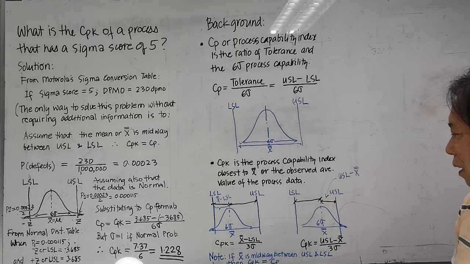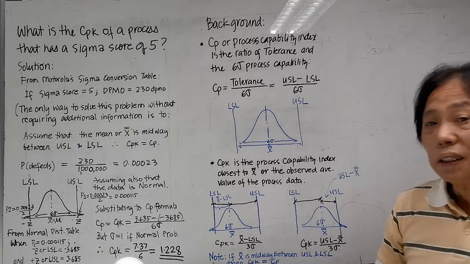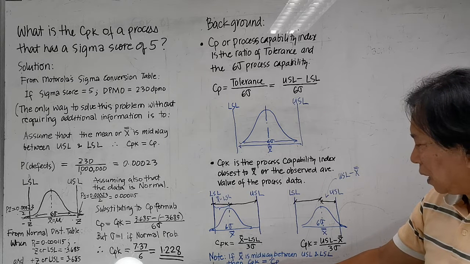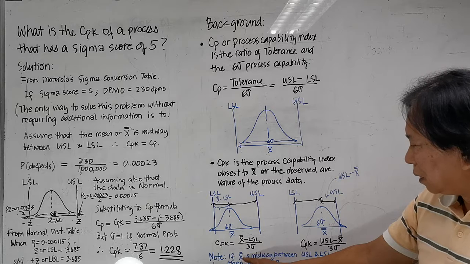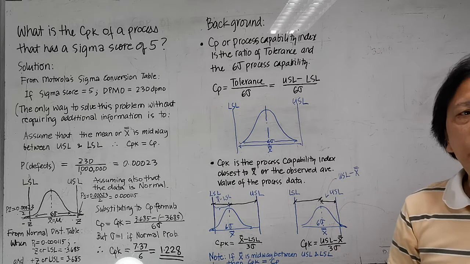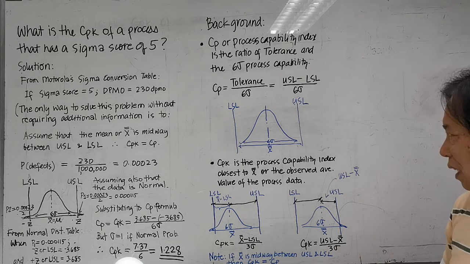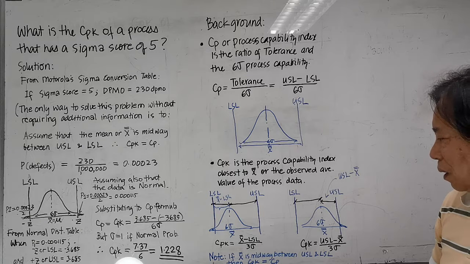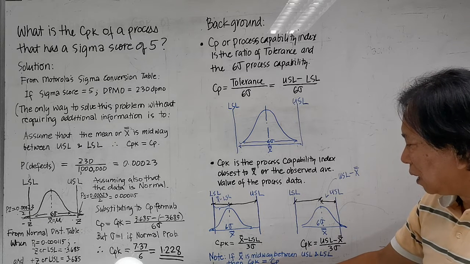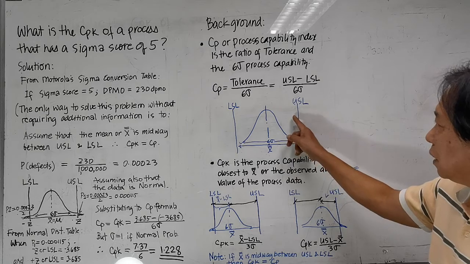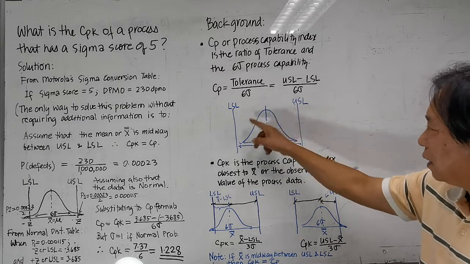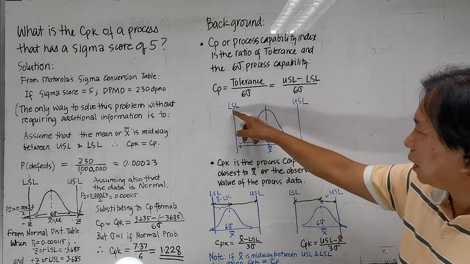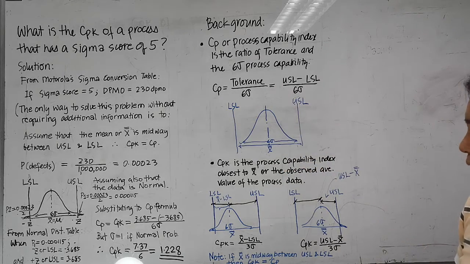Okay, so there is a third case, that is when X double bar is midway between USL and LSL. When that happens, CPK is equal to CP, and you're going to use this formula. Because the X double bar is midway between LSL and USL.